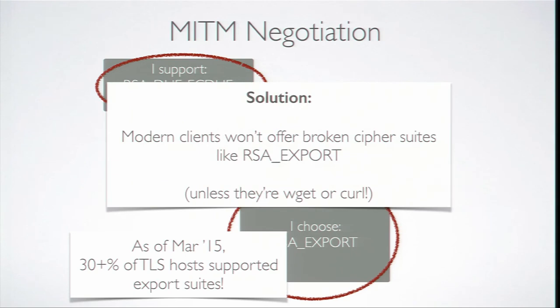All right. Now there's good news. I will move through this quickly, but there is good news. Most modern web browsers, the Alices, the people on the left, will not offer to use RSA export. So Chrome will not say, hey, RSA export is one of my options. Firefox won't do it. Internet Explorer, Edge, whatever, won't do it. Unfortunately, there were two clients that used it a lot. One of them is wget, and the other is curl.